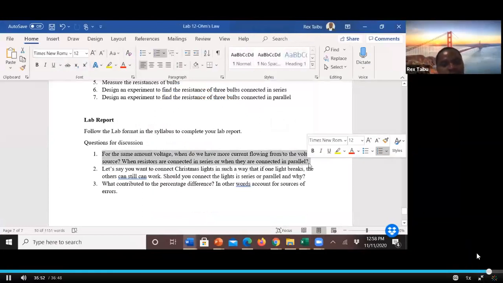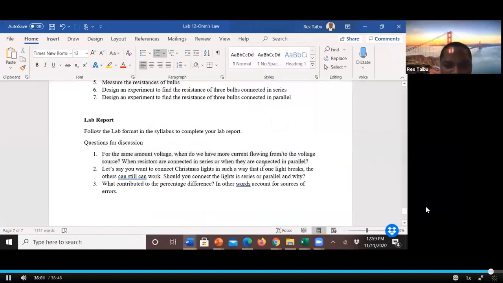You have to have two circuits, one series, another one parallel, and keep the voltage the same. And then you use the bulbs to see the brightness, or to check the current. And then you are going to get your answer. Now, let's say you want to connect Christmas lights in such a way that if one light breaks, the others will still work. Should you connect lights in series or parallel? This one you have to make sense of all the parts of the lab.